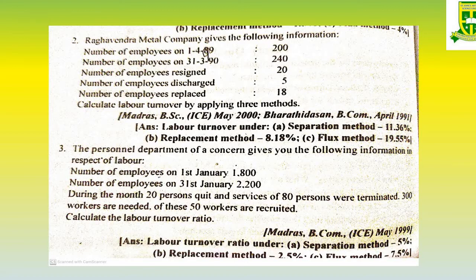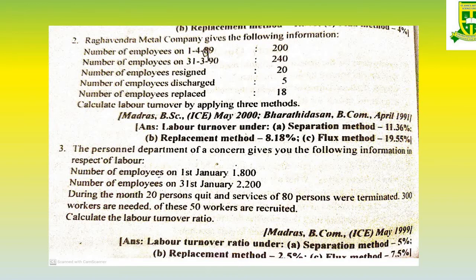And 300 workers are needed for the particular year. But what the company has done is only 50 people have been recruited. So 50 workers have been recruited, so you have to use 50 for recruitment purposes. This can be used for the replaced value also, because how many people in total went? 100 people. So don't think that the replaced value is not given; they have given 50 workers as newly recruited.